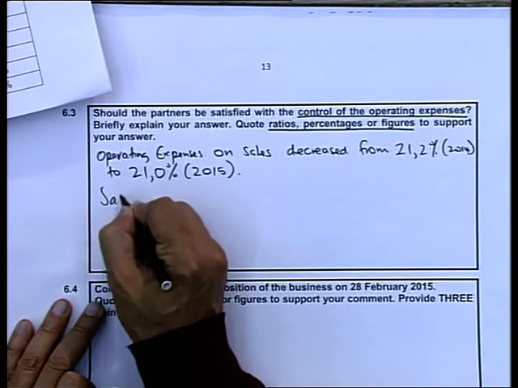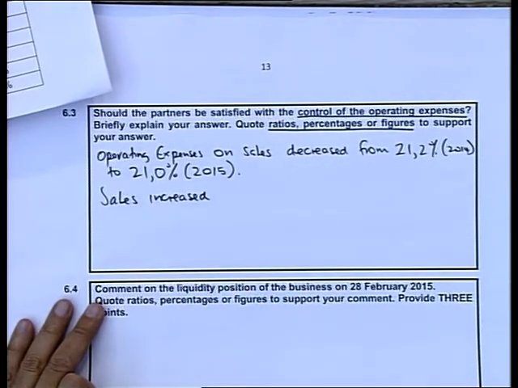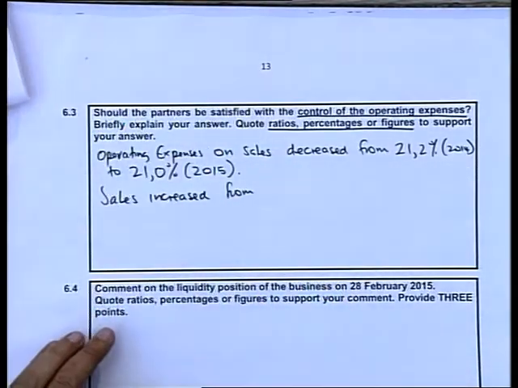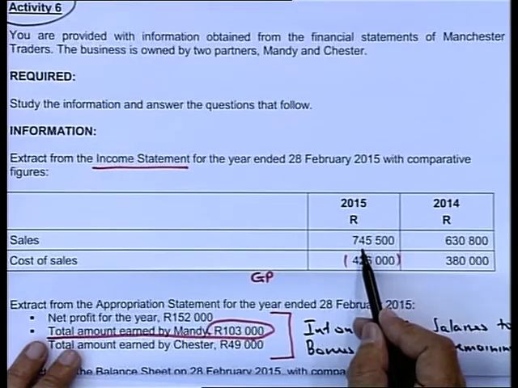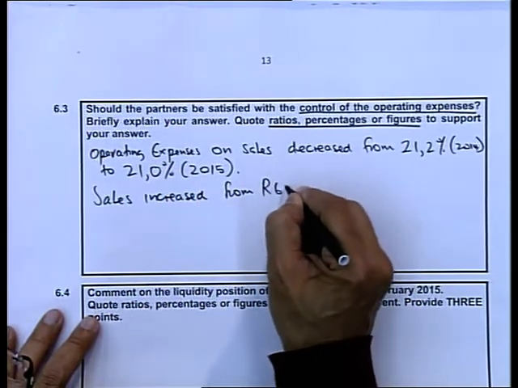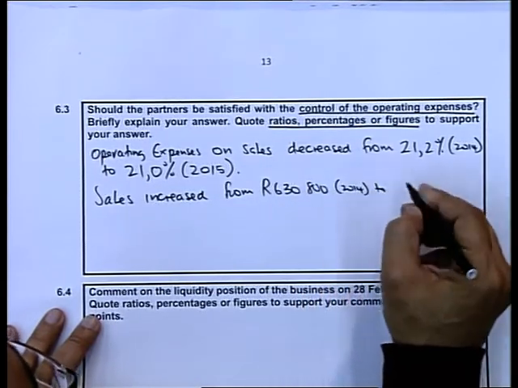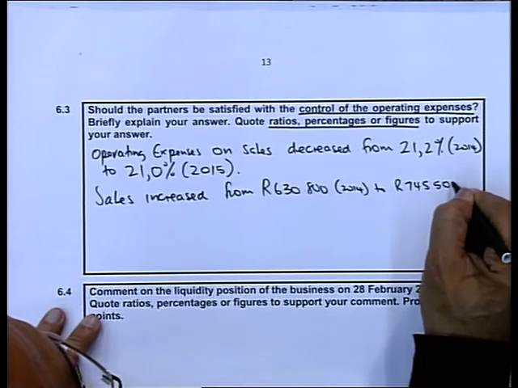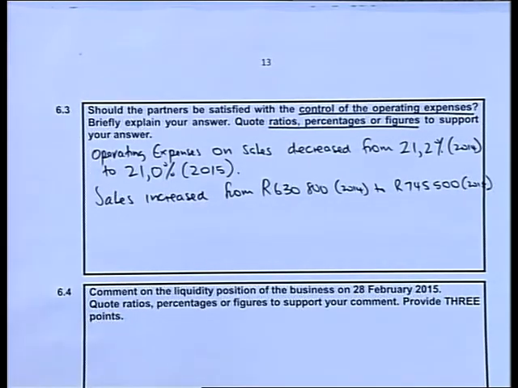Sales increased. Right. And your sales increase, right? Your sales increased from 630,800 to 745,500. So sales increased from 630,800 in 2014 to 745,500 in 2015. Okay. What else can we say over there?